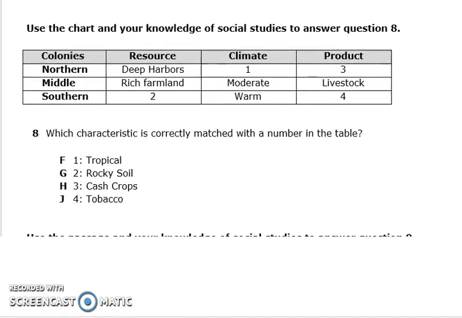Use the chart and your knowledge of social studies to answer question 8. Which characteristic is correctly matched with the number in the table? F. 1. Tropical. G. 2. Rocky soil. H. 3. Cash crops. J. 4. Tobacco.